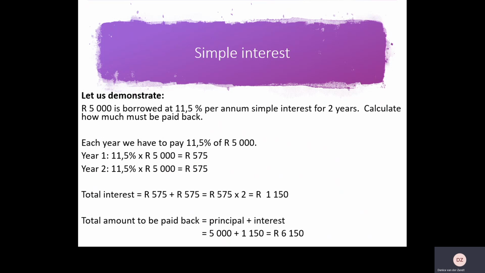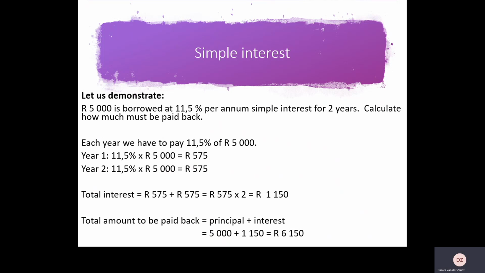So if we have to pay 11.5% of 5,000 Rand each year, year one's interest would be 575 Rand. Year two's interest would also be 575 Rand. So if I added that together, it's the same as saying 575 times 2. Now you can add it. If I ask you for 10 years, you can add each year separately. Or we can go the quicker route and say, well, I know it has to be the same every year because it's simple interest. Therefore, I can just times by the number of years.